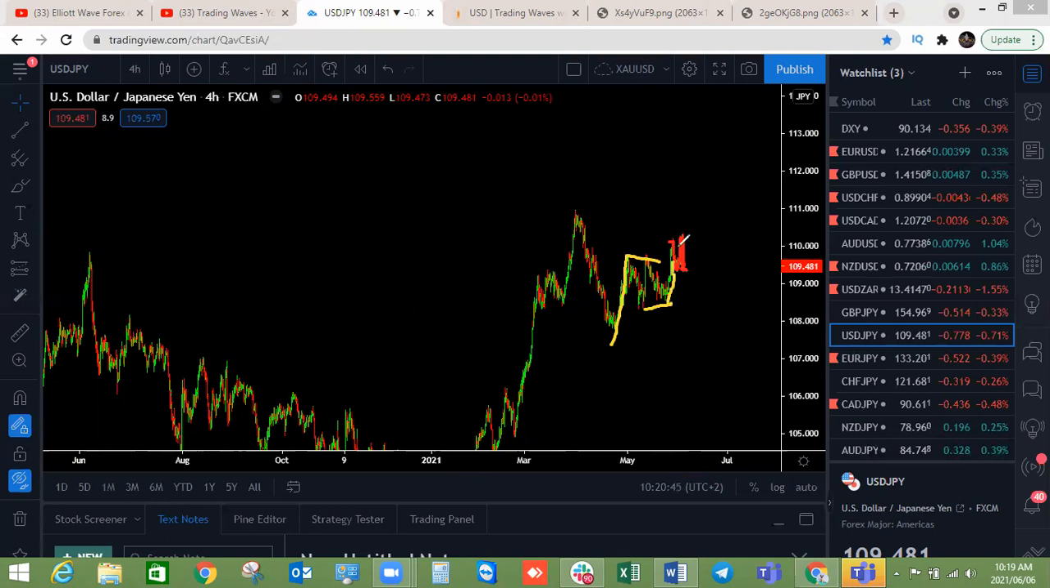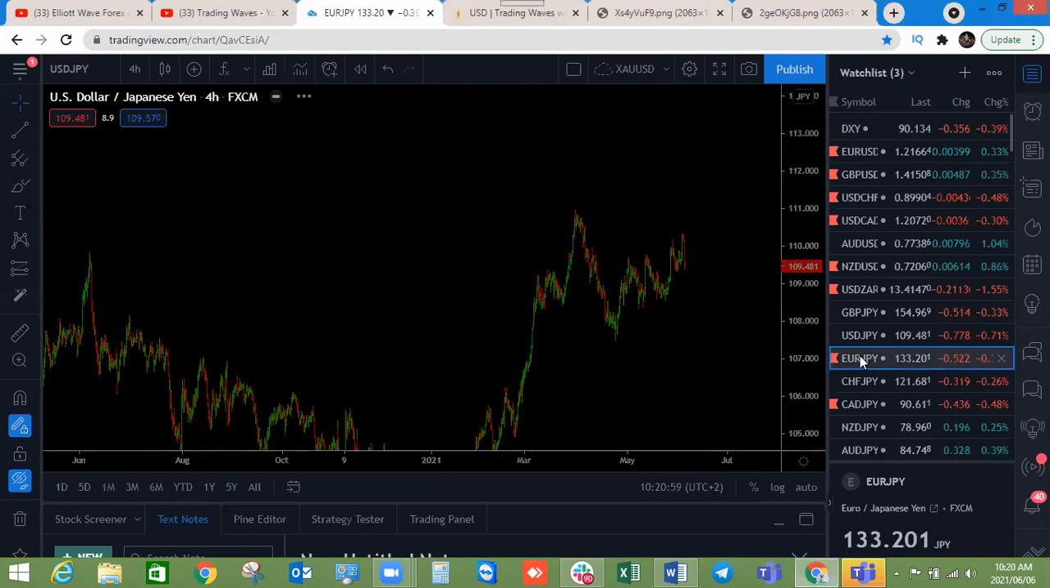We can still take that top here at 111. So wait for the structure here to complete. Then you can have 5 waves here, 3 waves here, and 5 waves here coming to take here, possibly even this on US dollar yen. All right, so that is US dollar yen, now euro yen.